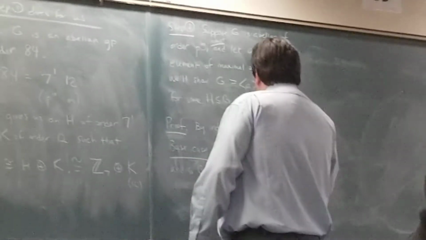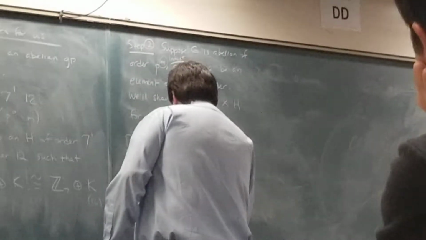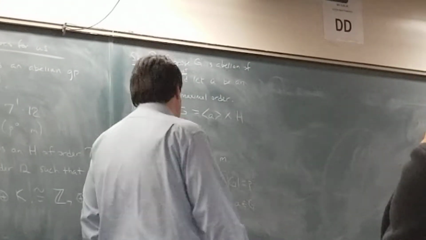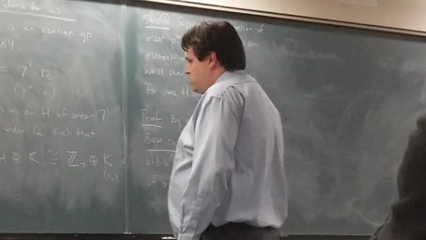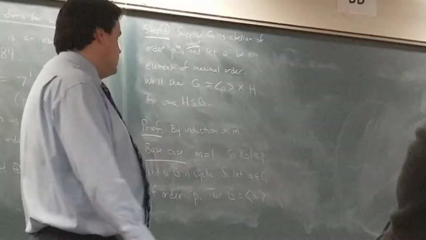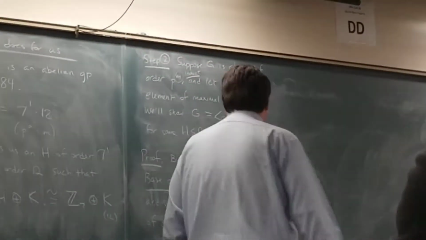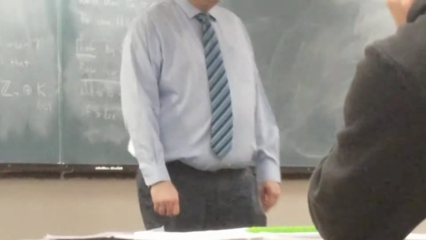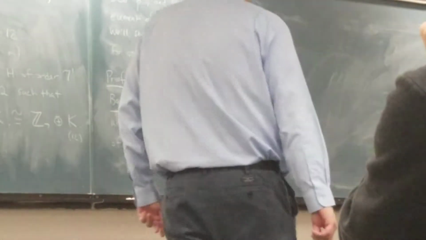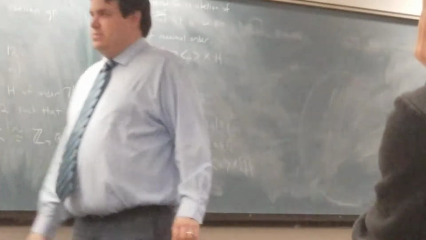Okay, so let A be in G of order p. All right, well then G is just the subgroup generated by A, and that's it. Okay, now I realize I promised that I would show that G was equal to the subgroup generated by A crossed with something. Okay, here's the something. The trivial subgroup. That technically counts. Okay, so that's the base case.